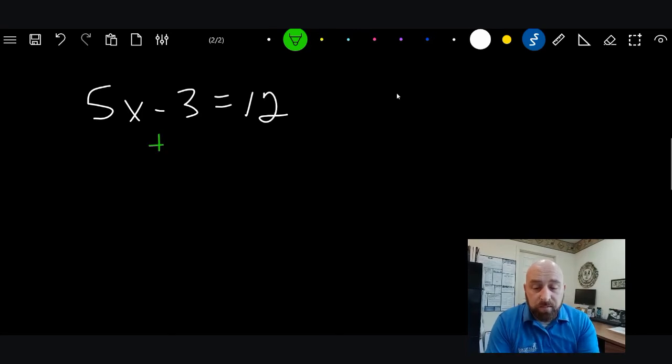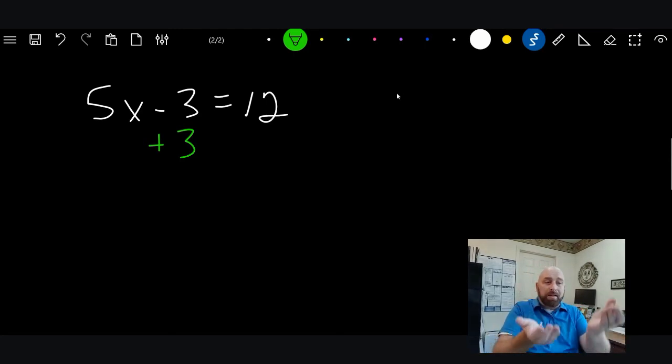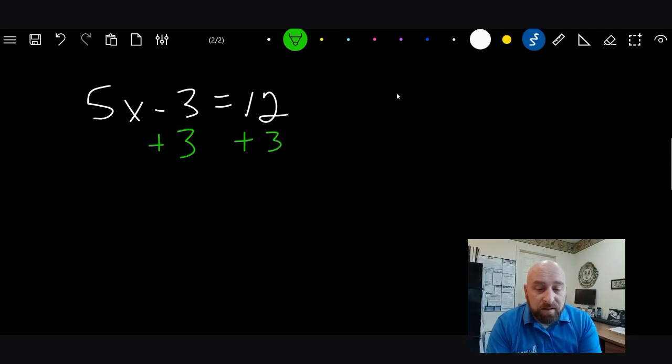So instead of minus 3, we're going to do the opposite. We're going to do plus 3. If we do it to the left side, we must also do it to the right side. Why? Because we have to keep that equation balanced, we've got to keep it equal. That's what the equal sign means. And so we're going to add 3 to this side. What's going to happen here is those two things are going to cancel out. We're going to eliminate that negative 3. So we're going to get 5x equals 12 plus 3 is 15.